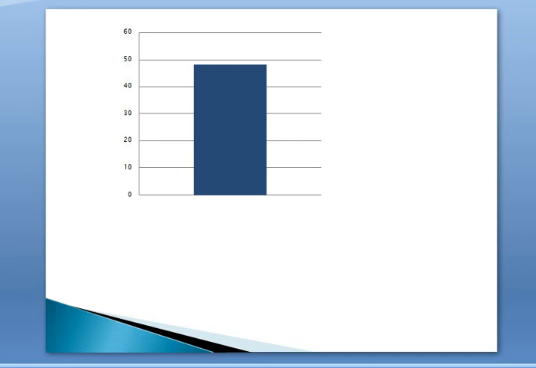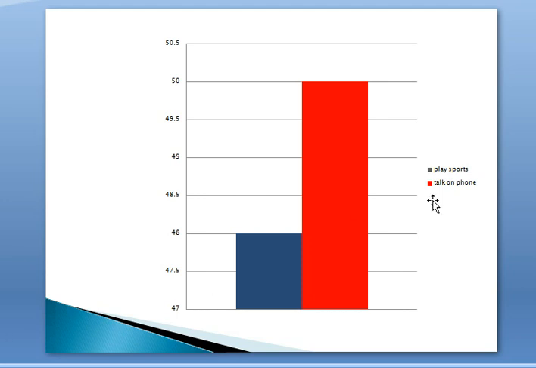If you are in school or college, you will get a sheet where small lines will be there, so it will be easy for you. Here you can take an approximate value, or in an Excel sheet it will take 48 automatically. The second was talk on phone. Here I have provided the color and the name. You can write this name below this color also. So play sports is 48, talk on phone 50.